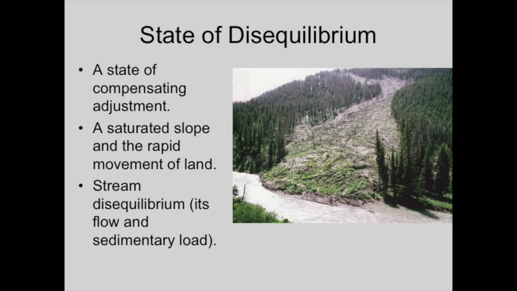The failure of saturated slopes to remain intact led to the rapid movement of a section of the land surface, causing in this case a landslide into the river and the establishment of a disequilibrium in the slope. As a result, a dam of material threw the associated stream into its own disequilibrium with regard to things like flow and the movement of sediments or sedimentary load.